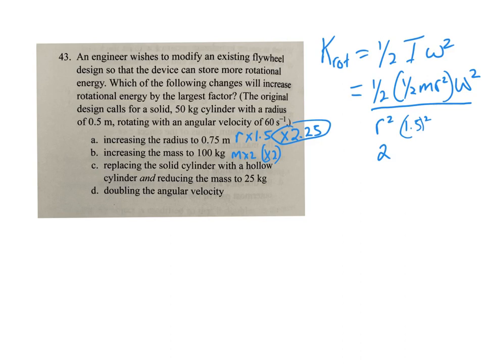We're going to double the angular velocity. If I double the angular velocity, notice that the angular velocity is squared. So if I double omega, omega is squared, so 2 squared, I'd be quadrupling the kinetic energy.